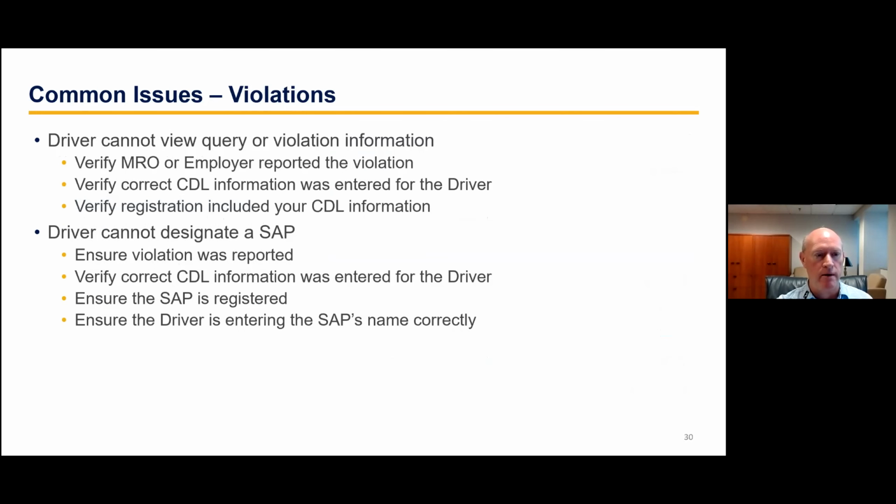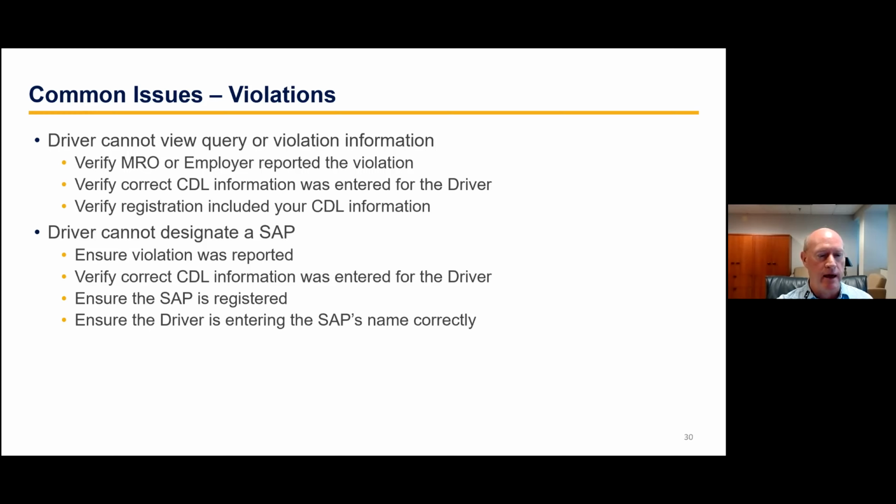So what are some common issues for the violations? A driver cannot view or query any violations. So, need to verify that the MRO or employer reported it. Sometimes it's that simple. If they can't do it, maybe something's wrong with their CDL that was entered for the driver. So go back and check that, make sure that's entered properly. And then the driver needs to verify his registration included his CDL information. Sometimes they leave it out, or they, like I said earlier, they don't put it in right. So they need to make sure that's right.